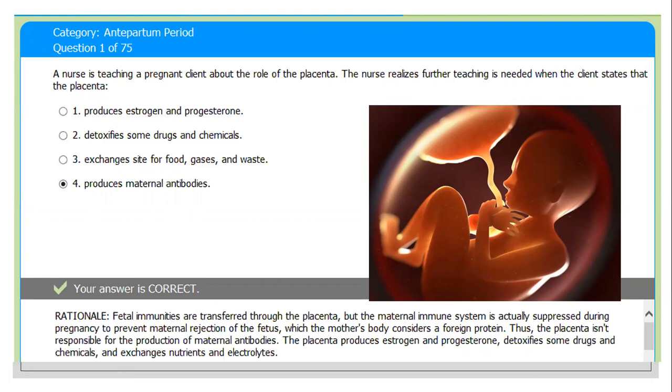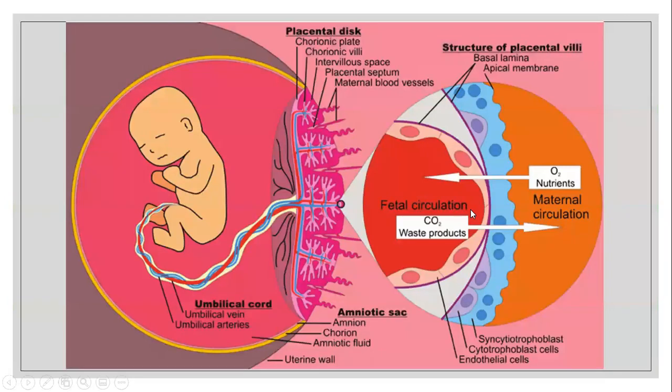So this is a feto-maternal organ. Feto means fetal, maternal means mother. So the placenta has 2 parts or components: one is the fetal part, the other is the maternal part. And I said umbilical cord, and the umbilical cord contains umbilical veins and umbilical arteries. The NCLEX board asks how many arteries and how many veins? Only 1 vein and 2 arteries.